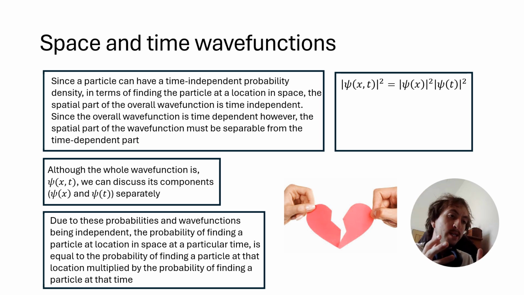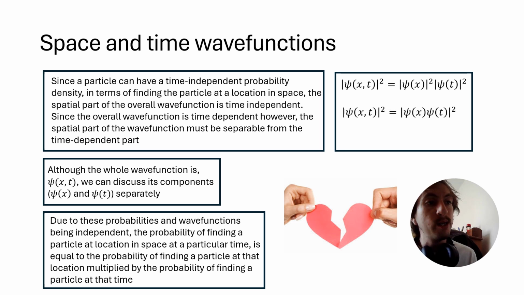And now we can fuse the psi of x and psi of t together. Because using the rules of algebra for complex numbers, which apply equally to complex functions, we can rewrite the top equation as our equation here, and this will clearly work if psi of x and t is equal to psi of x times psi of t. So the overall wave function is equal to a spatial part of our wave function times a time-dependent part of our wave function.